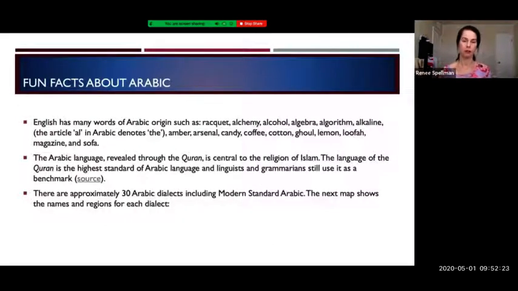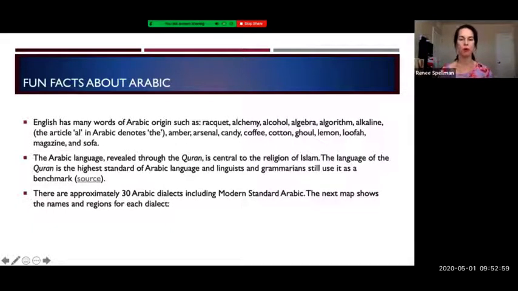Also, English has borrowed many words from Arabic, which a lot of people don't know. For example, alchemy, alcohol, algebra, algorithm, alkaline. This "al" comes from the "al" in Arabic, which means "the". It's basically the definite article in Arabic. As it came into English words, it was an L sound. Some other words are candy, coffee, cotton, ghoul, lemon, loofah, magazine, and sofa.